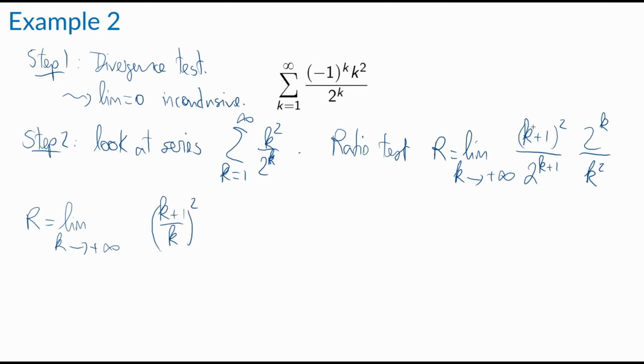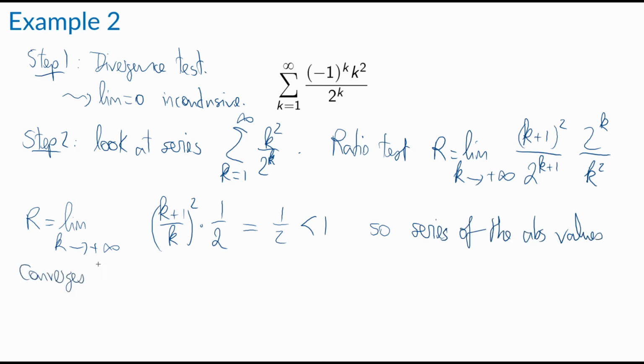We get, putting the (k+1) squared term over the k squared term, ((k+1)/k) squared. And then combining the powers of 2, we're going to get 1/2. Now, as k goes to infinity, (k+1)/k is going to go to 1. So this whole thing in here is going to go to 1 squared. So that limit is 1/2, which is less than 1. So that series, the series of absolute values, converges.